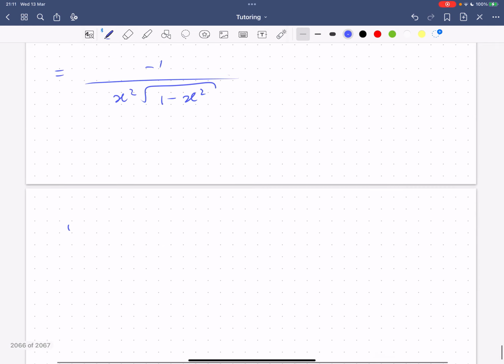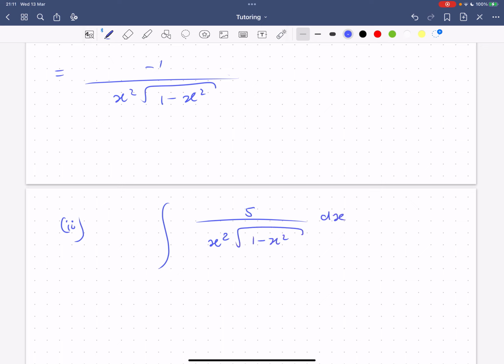Now let's say part 2 of this question said, hence determine the integral of 5 over x squared root 1 minus x squared dx. And it will say hence or otherwise. By otherwise, it's just saying, hey, there's probably another solution. Maybe integration by parts would work here. I highly doubt it though.